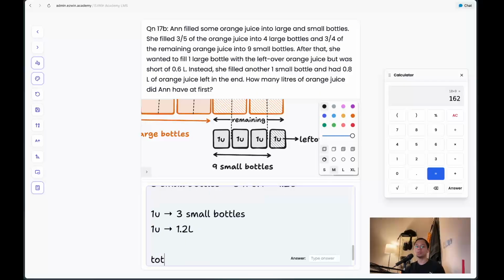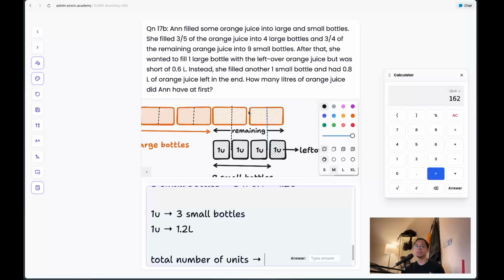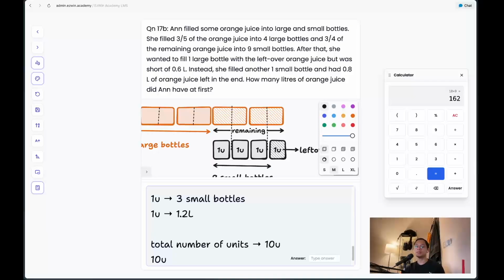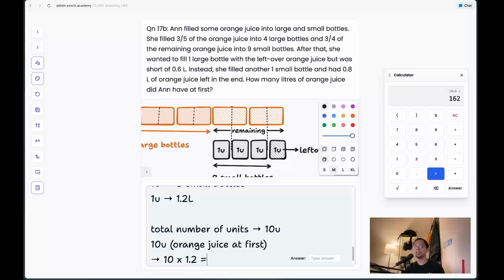And what's the total number of units? In this case, if you were to count, it is 10 units. So the orange juice at first will then be 10 times 1.2, and this will give us 12 liters. So there you go. That's the answer, 12 liters.